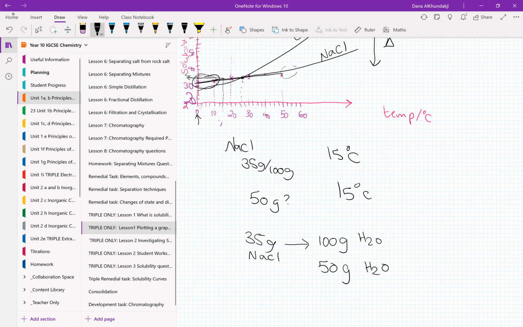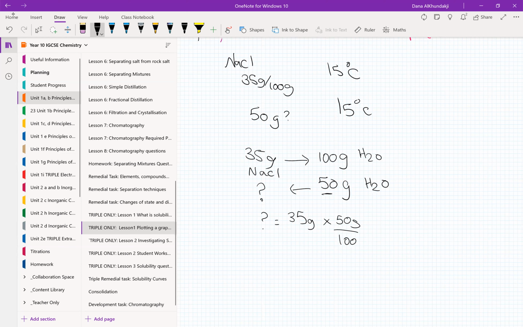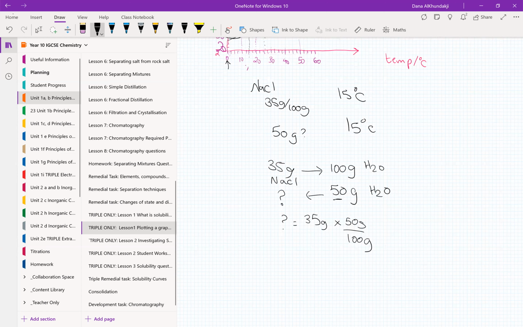How much will the solubility be if I had 50 grams? So by cross multiplication, you're going to do 35 grams times 50 grams divided by 100 grams. And that is basically how you would do it. So basically, it's half the value. Okay?